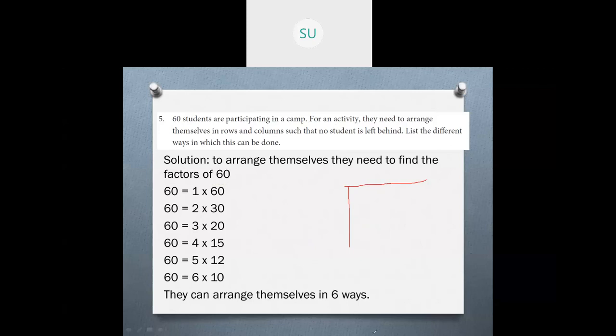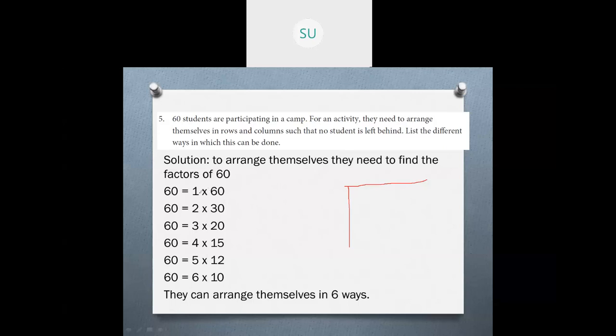So to list the different ways, you have to find the factors again. To arrange themselves, they need to find the factors of 60. So 1 into 60 is 60, 2 into 30 is 60, 3 into 20 is 60, 4 15s are 60, 5 12s are 60 and 6 10s are 60. So they can either make one column with all the 60 students in it, or they can arrange themselves in 2 columns and 30 rows, or 30 columns and 2 rows. It depends. Then 3 into 20, 4 into 15, 5 into 12, and 6 into 10. So these are the different ways in which they can arrange themselves in rows and columns without anyone being left behind.